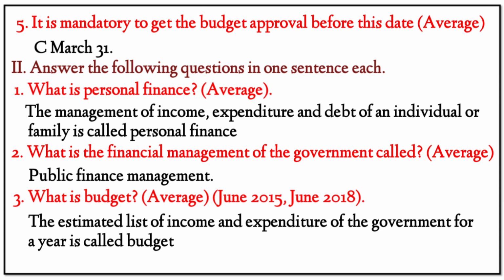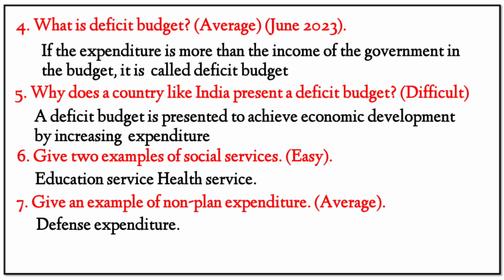The management of income, expenditure, and debt of an individual or family is called personal finance. Second, what is the financial management of the government? It is called public finance management. Next, 3. What is a budget? The estimated list of income and expenditure of the government for the year is called a budget. Next, question number 4. What is a deficit budget? If the expenditure is more than the income of the government, it is called a deficit budget.